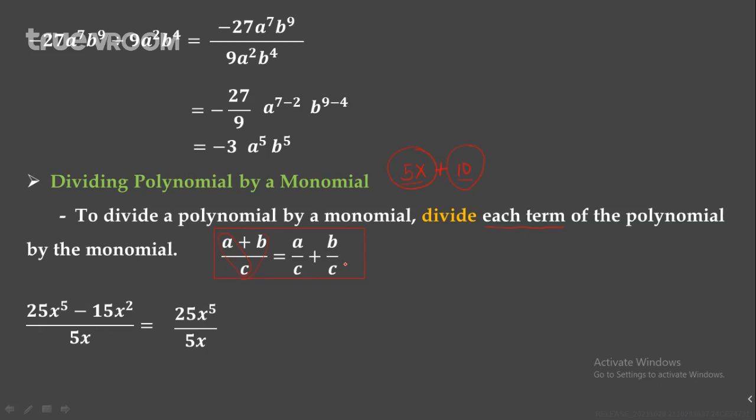What is our sign? Plus or minus? Minus. Okay, minus. Divide our second term, 15x squared divided by 5x. So as I have said, what you have learned in this, you will do it here. 25 divided by 5 is 5. What is x raised to the fifth power divided by x?